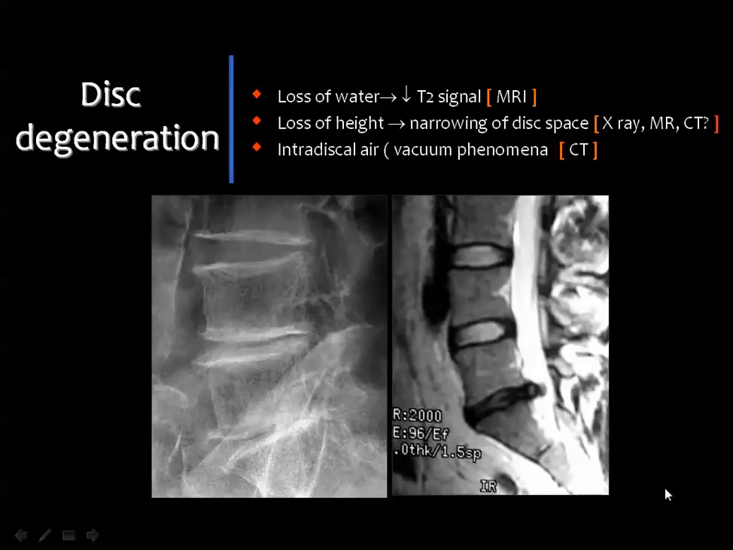Then loss of height can be seen by X-ray. This is the normal height of the L3-4 disc, and this is reduced L4-5, and this is reduced L5-S1 disc space. This can also be appreciated by MRI. This is normal L3-4, normal L4-5, and this L5-S1 disc is degenerated. There is loss of signal, there is loss of height, and there is extension of the disc inside the spinal canal, which means that it is developing or has developed a bulge or herniation.